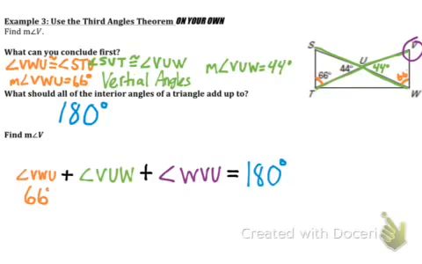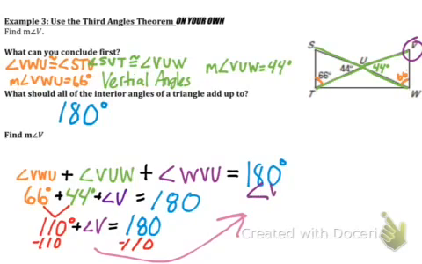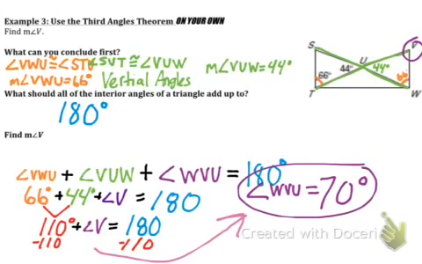So let's fill in what we know about them. 66 degrees plus 44 degrees plus the measure of angle V is equal to 180. We add 66 and 44 and get 110. Subtract 110. And angle V is 70 degrees.